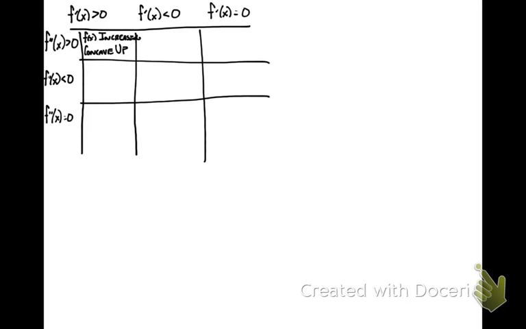When the derivative is positive, but the second derivative is negative, well, because the derivative is positive, then the function is increasing. Because the second derivative is negative, the function would be concave down.